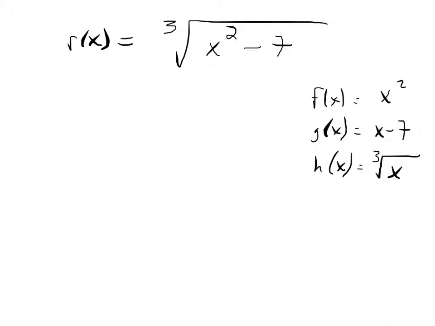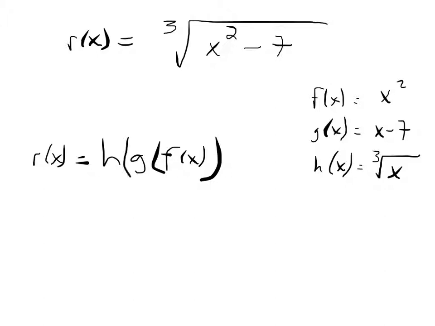So if I wanted to express r of x in terms of f, g, and h of x, it would be r of x equals, what function am I doing first? I'm doing f of x first. I'm then using f of x as an input for g, and I'm then using g of f of x, the x squared minus 7, as an input for the cube rooting function, which we have said is h. So it would be h of g of f of x, and in circle notation, h circle g circle f of x.